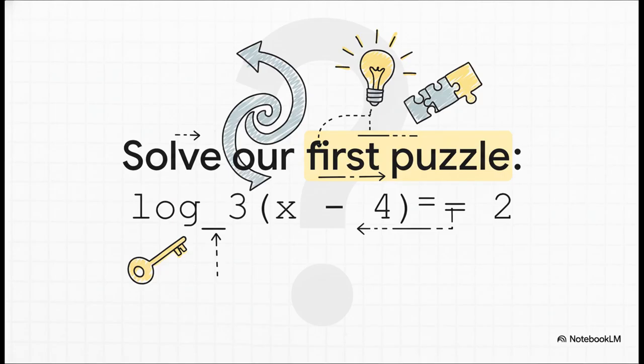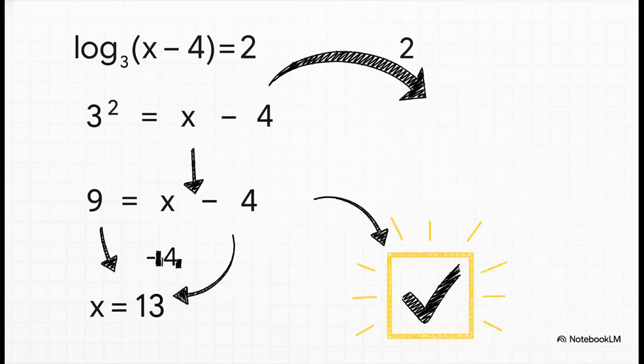We've got the log base 3 of the quantity x minus 4 equals 2. Simple enough. Let's follow the game plan. All right, let's break it down. Step 1, condense. Well, there's only one log, so done. Easy. Step 2, convert. Now we rewrite it without the log. The base is 3, so that becomes the base of our exponent.